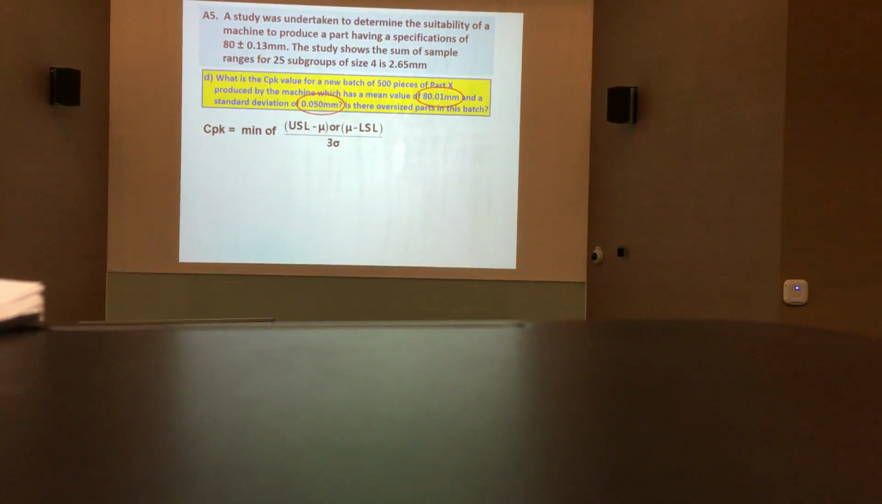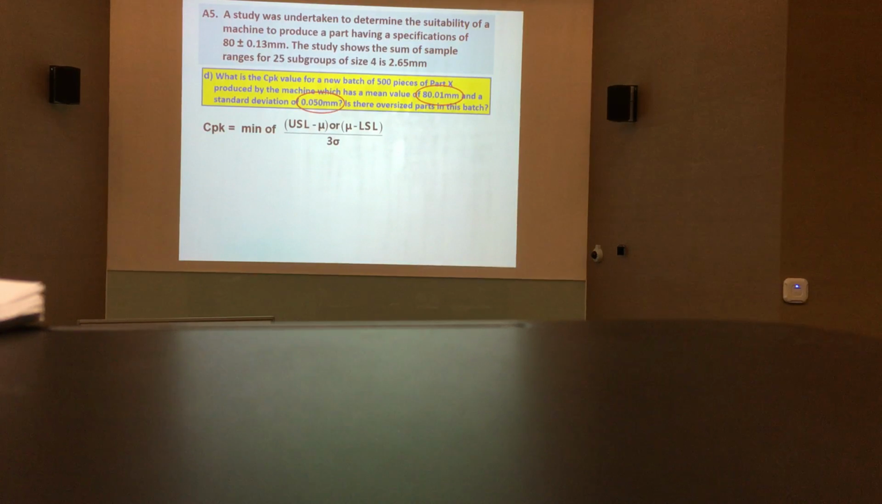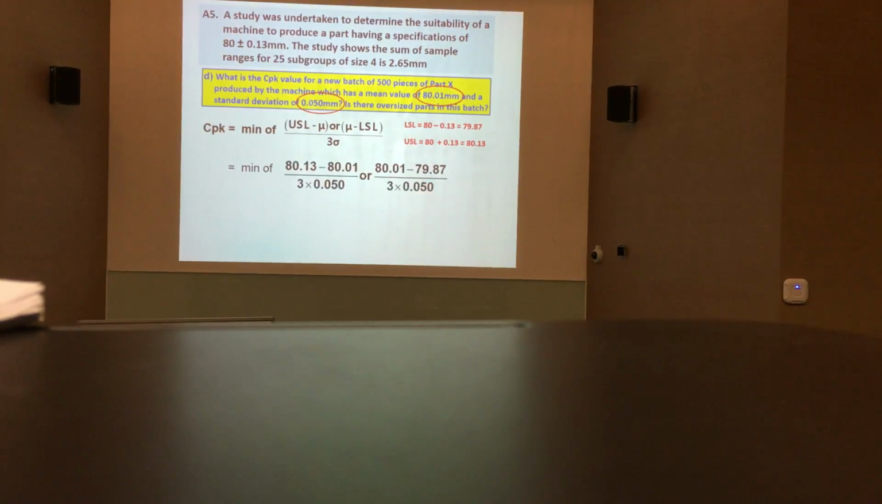You are told mu is 80.01, standard deviation is now 0.05 for the actual batch that is being produced. We're not talking about the sigma of the machine, we are talking about the sigma of the batch that is being produced. So all you need to do now is sub it into your formula, and for the CPK calculation the smaller of the two values is what you need to show.